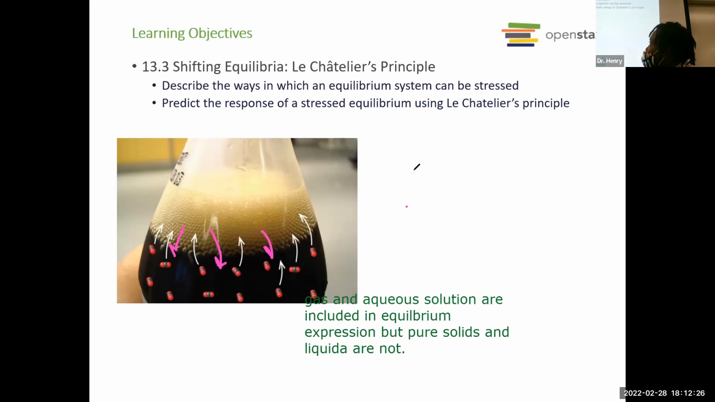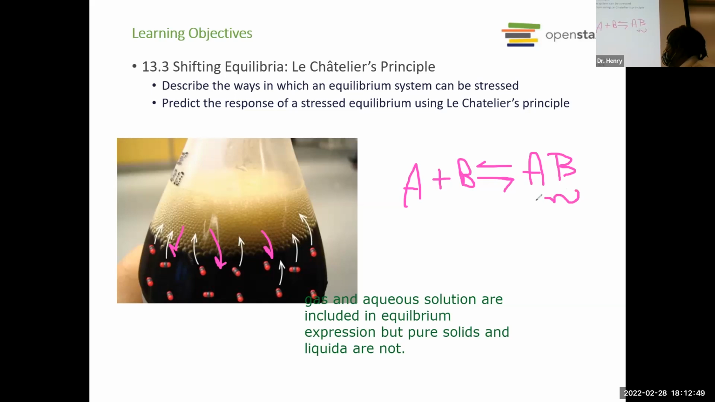Okay. Now we could put stress on a system. So let's say, for instance, we have A plus B in equilibrium with AB. Okay. So Le Chatelier's principle basically says if I put stress on the system, let's say I start removing A from our system. I'm sorry, removing AB from our system.